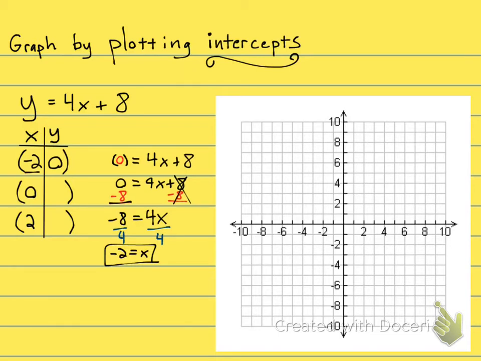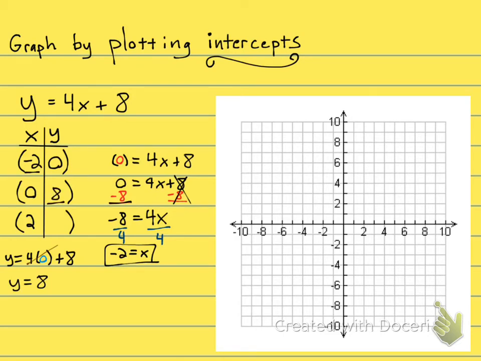Let's find the y-intercept. Let's plug in a 0 for x. So y equals 4x plus 8, and I'm plugging in a 0 for x. There's my 0. Now 4 times 0 is just 0, and 0 plus 8 is just 8. So I have y equals 8. That was easier than the last one, right?